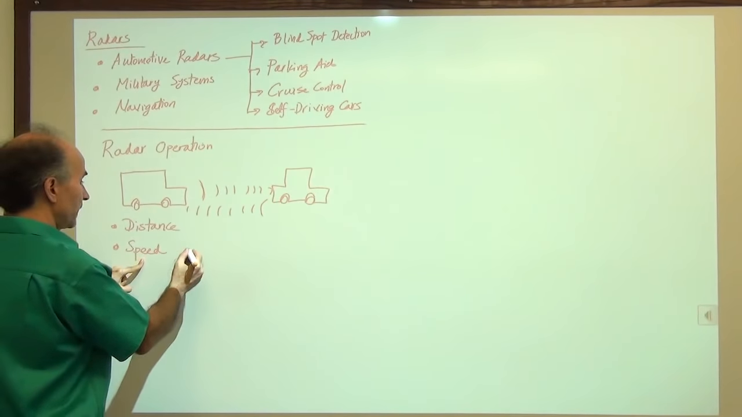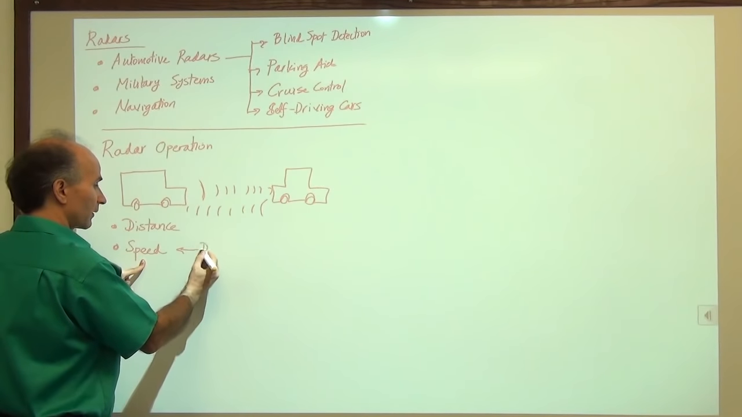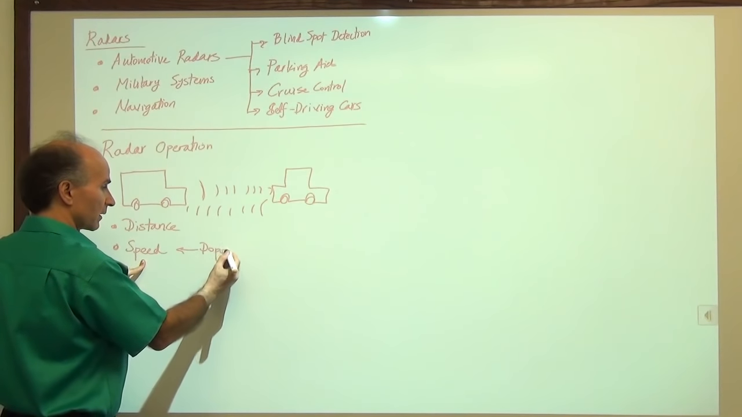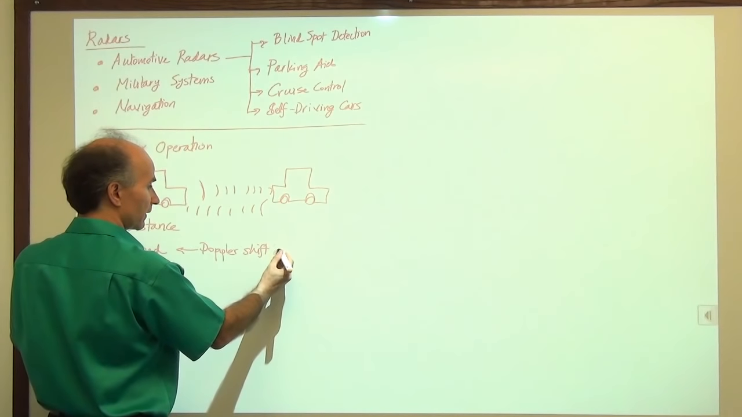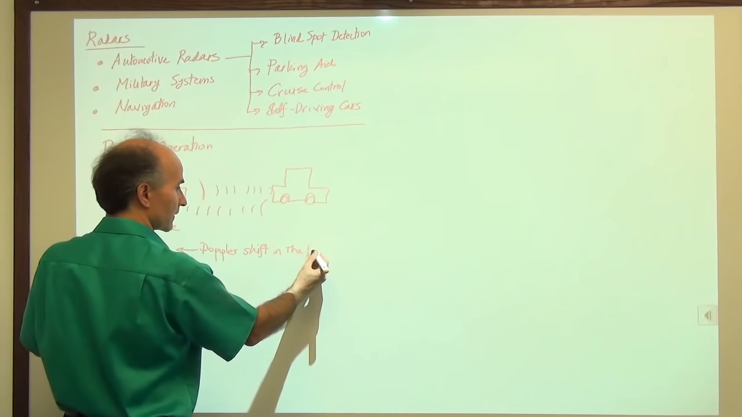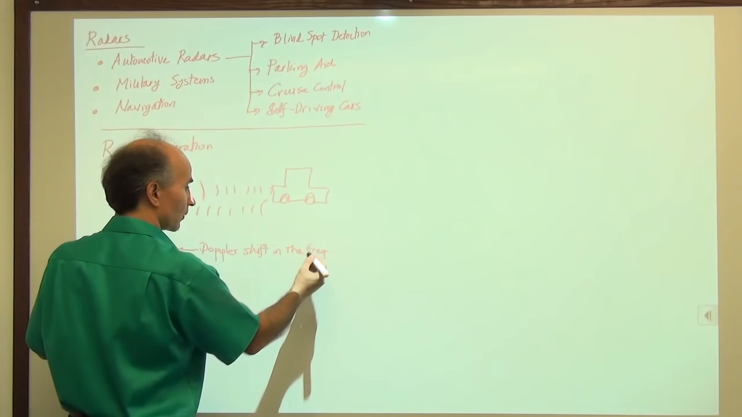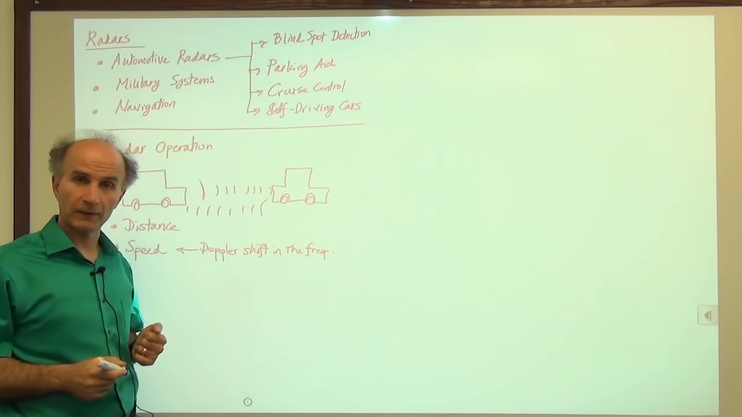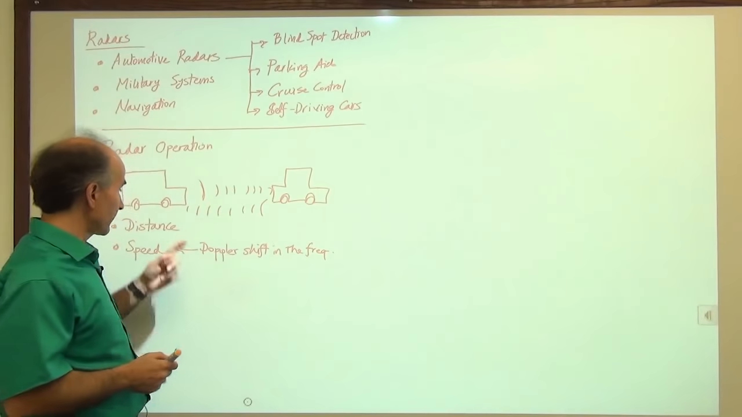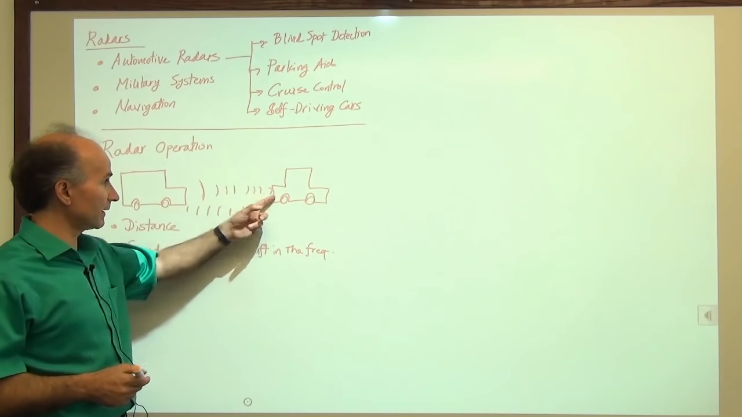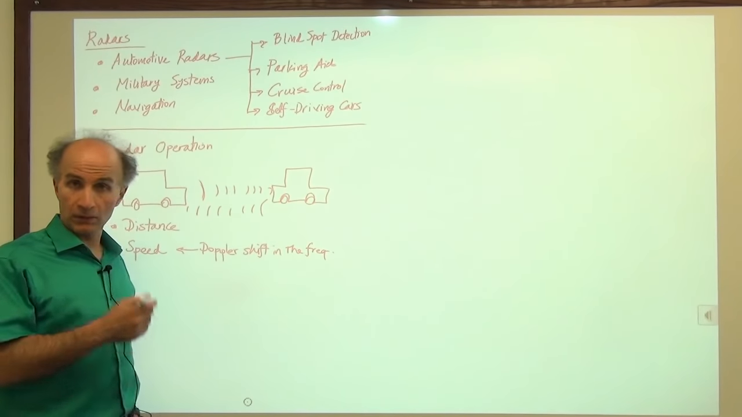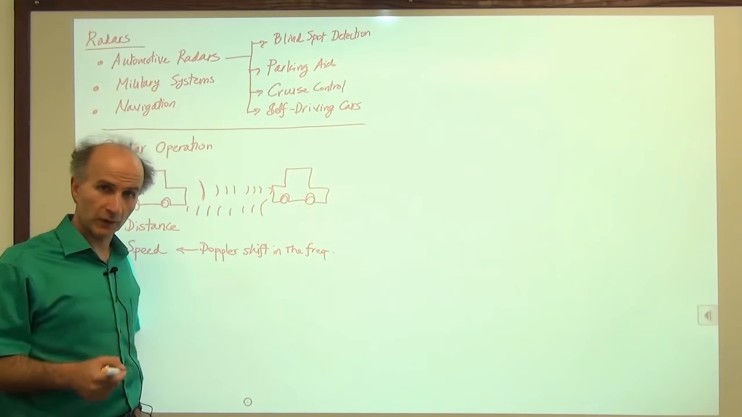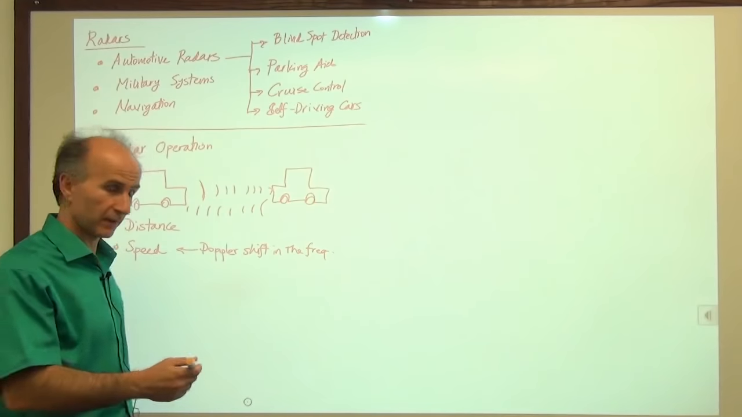So the speed is determined by the Doppler shift in the frequency or wavelength, same thing, right? Okay, so based on these two principles, we can determine the distance and also the relative velocity of these two vehicles. So that's great. We can predict what's going to happen in the next second or 10 seconds.